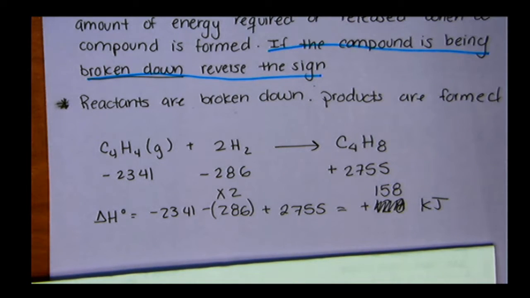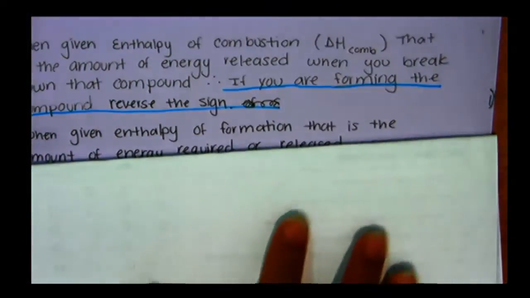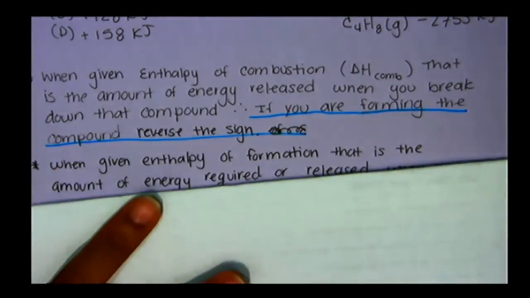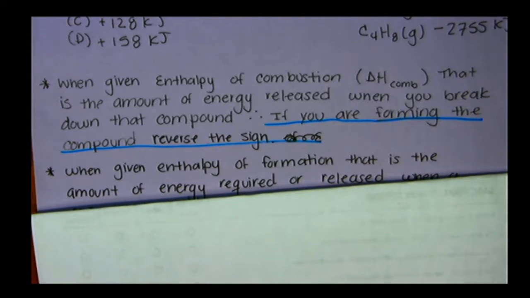So if it's enthalpy of combustion, ignore your signs. But we know that combustion is the amount of energy released when you break something down. So if it's being broken down, keep the sign that it's given. And the things that are broken down are reactants. However, if it's being formed, that's the opposite. So we're going to flip the sign. And everything being formed is a product. Products are formed, reactants are broken down.